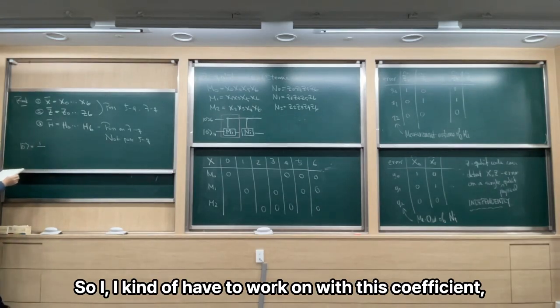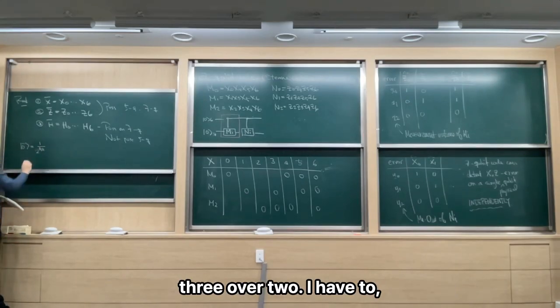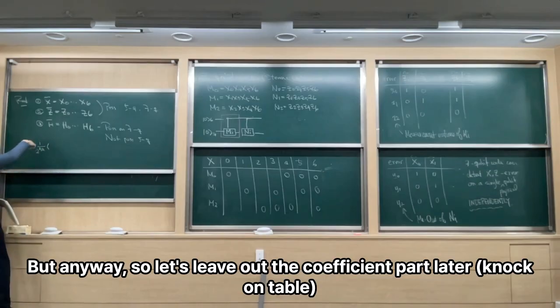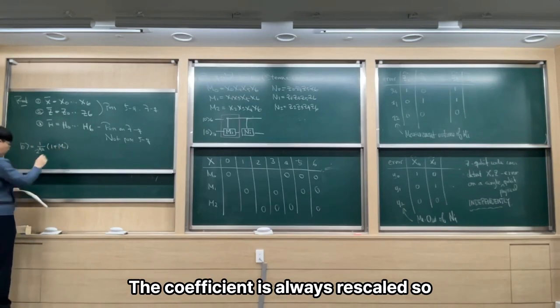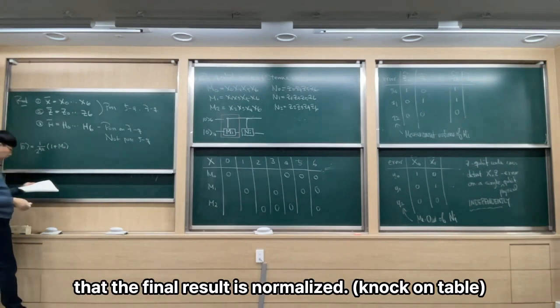So I kind of have to work on this coefficient. The book says this is 3/2. I have to make sure why it's not 1/2 to the third. But anyway, let's leave out the coefficient part for later, because that's not really important. The coefficient is always rescaled so that the final result is normalized.